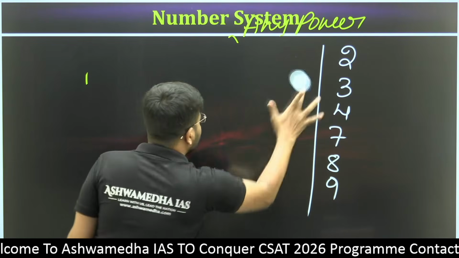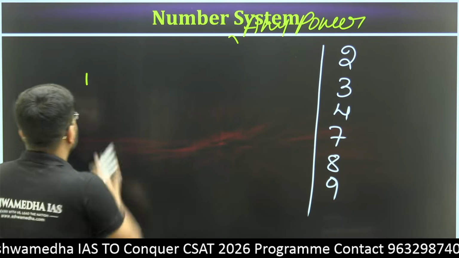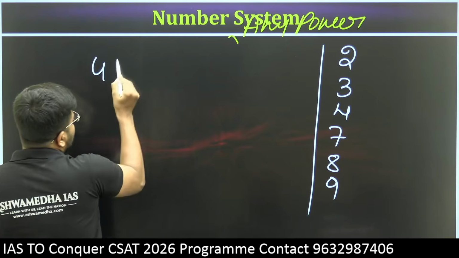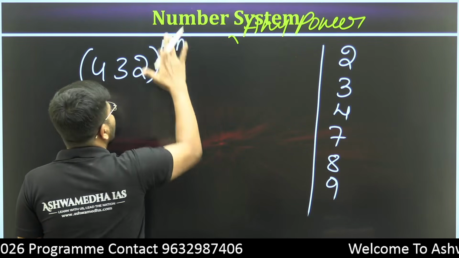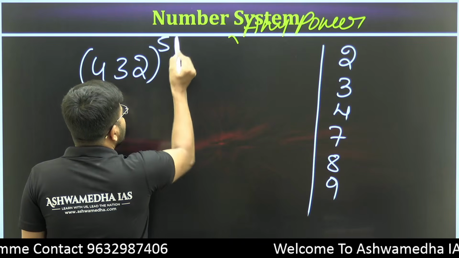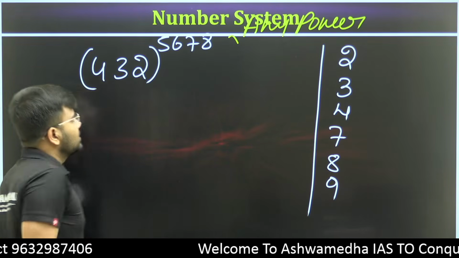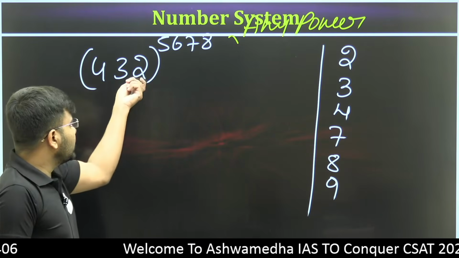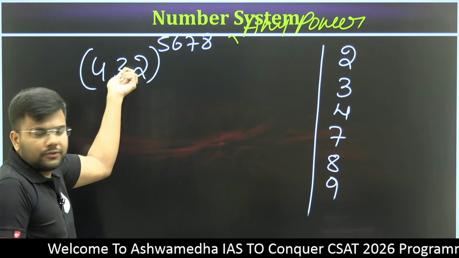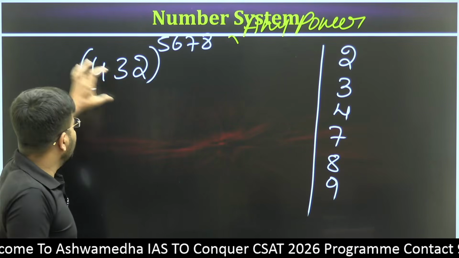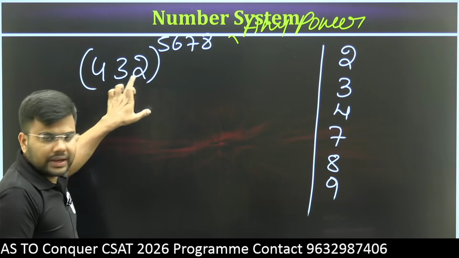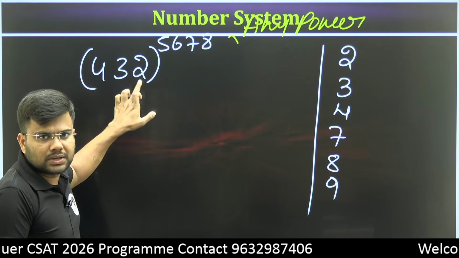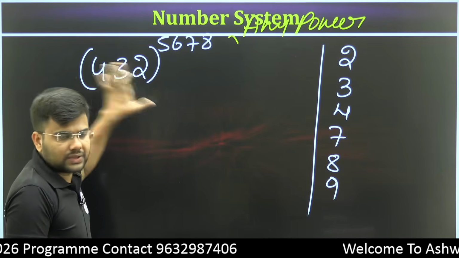Look here. Now, if I get 432 whole to the power of any number, or I'll consider 5, 6, 7, 8, you are supposed to find the unit digit of 2 itself. If you are finding the unit digit of 2, then you will be finding the unit digit of entire 432.